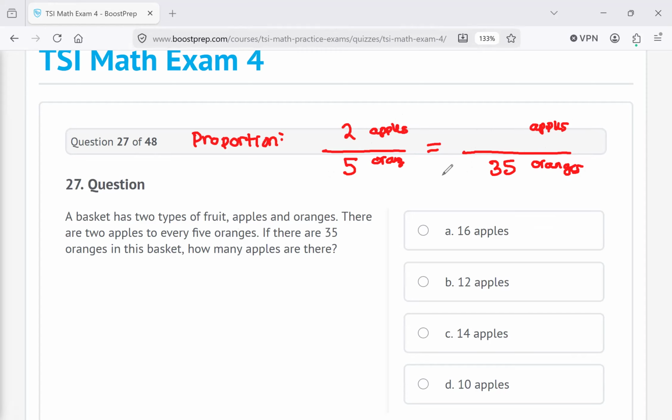And then they're asking how many apples, so that would be our unknown. You have to have one unknown. If you have more than that, you did something wrong. So then what I'm going to do is cross multiply. So it's going to be 5x equals 2 times 35.